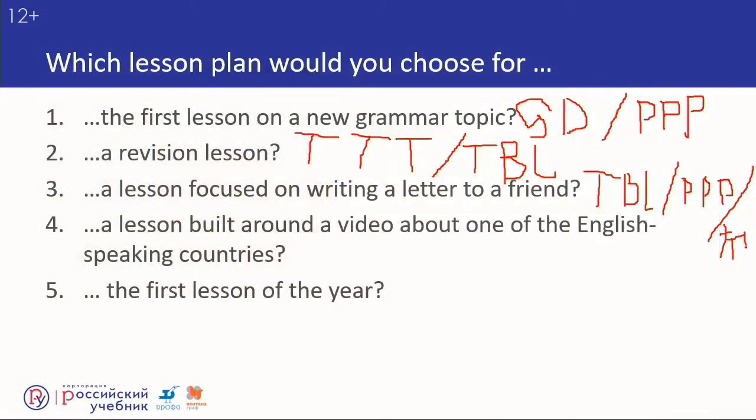And if it's not the first lesson on writing a letter to a friend, you can also do it through TTT, test, teach, test, where you first ask them to write a letter, then you look at the letter, you improve the letter, and then you ask them to write a similar letter, and you incorporate what they have learned about writing a letter to a friend into the second letter so that they can see how their second letter is better than the first one.